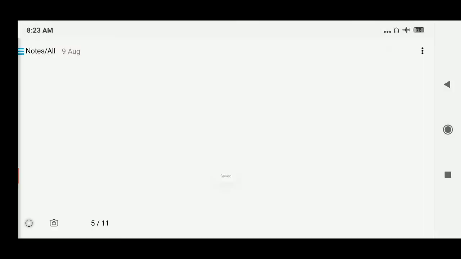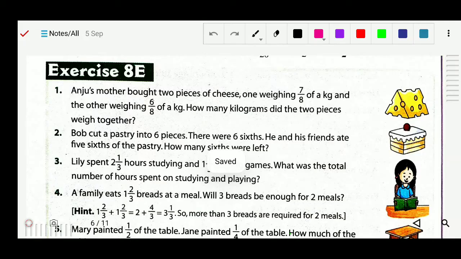So now we will solve some examples, some questions from this exercise 8E. Okay, let's solve exercise 8E, page number 112.